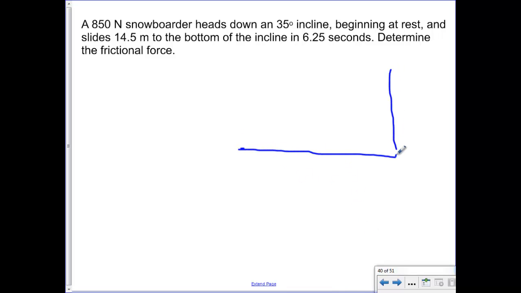Okay, so same concept here. You've got your hill, 35 degrees. Snowboarder, I'll just use a box. A box is more than fine.